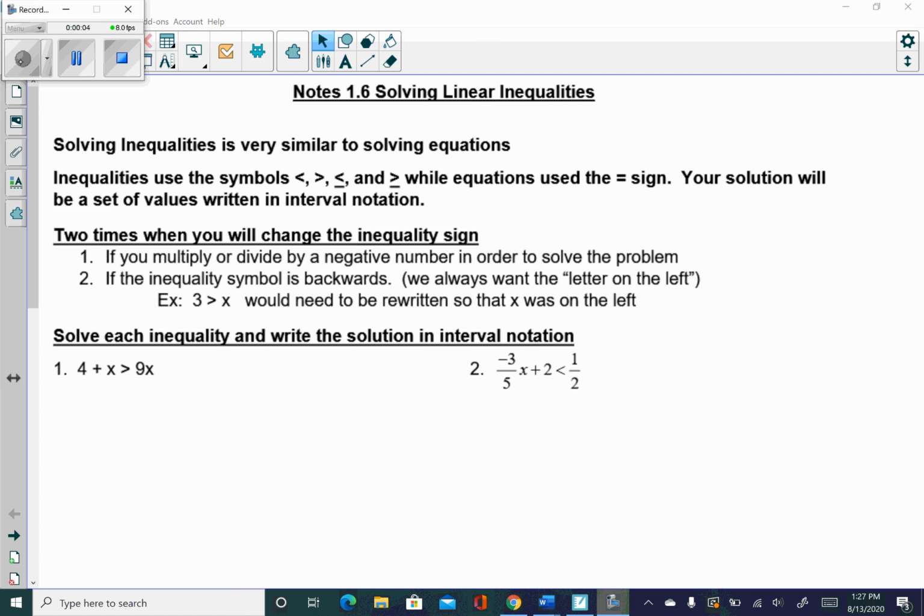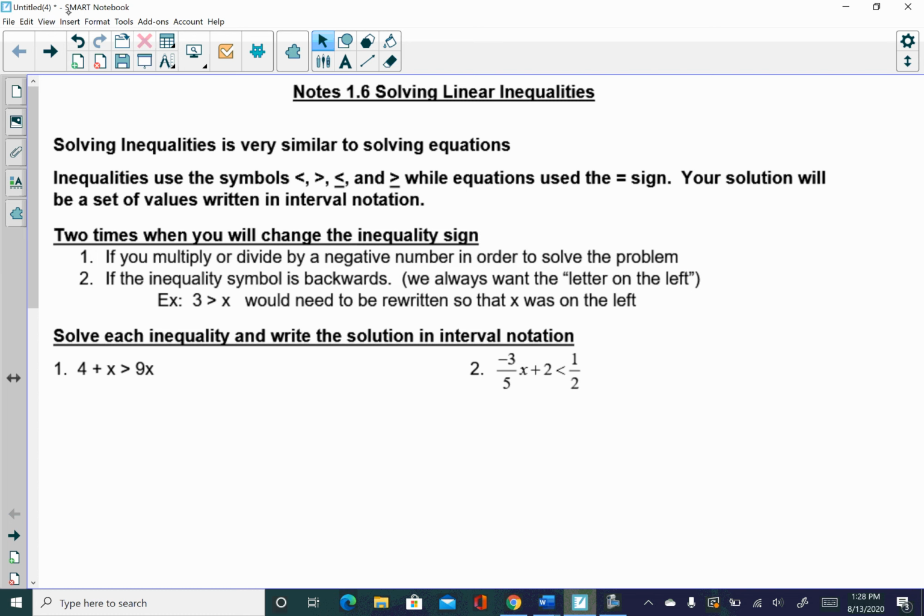All right, hi there. I'm looking at section 1.6, solving linear inequalities, in this video. We'll try to make this one a little shorter than the last one. There's a little bit less to cover. Plus, this one piggybacks off of the last one, so if you've got a better handle on solving equations, then solving inequalities should fall right from that.